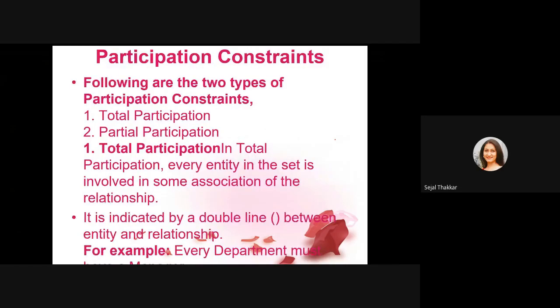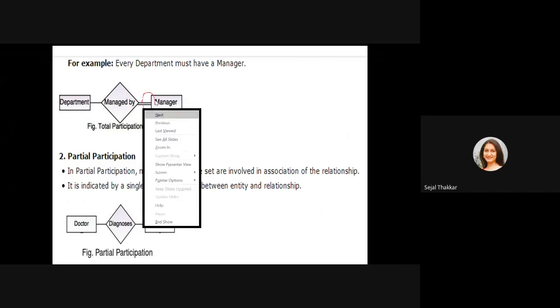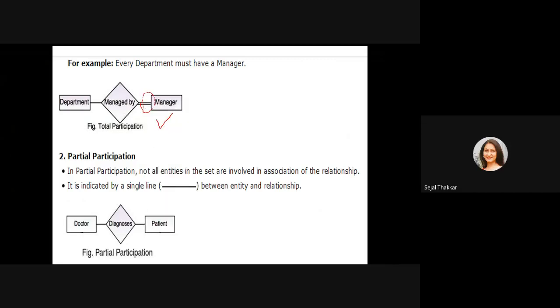Now, participation constraint. You should be aware of this. If you are not comfortable with this participation constraint, there is no need to draw the ER diagram, right? Total participation and partial participation, it has two types. Total means that particular thing is compulsory or required. For example, for managing a department, you need a manager. For managing the computer department, you need a head of the department. For managing a college, you need a principal. For managing a university, you need a registrar. So these are total participation, shown by the double line.